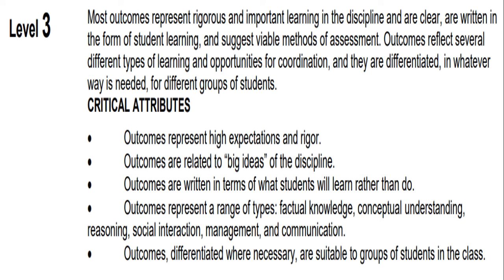Some critical attributes to look out for. Outcomes represent high expectations and rigor. Outcomes are related to big ideas of the discipline. Outcomes are written in terms of what students will learn rather than do. Outcomes represent a range of types: factual knowledge, conceptual understanding, reasoning, social interaction, management, and communication. Outcomes, differentiated where necessary, are suitable to groups of students in the class.